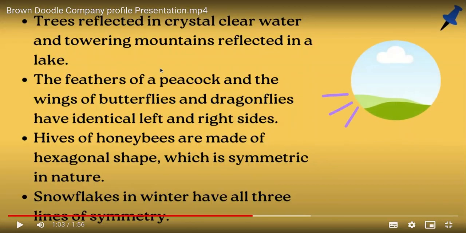Then I give some examples. Trees reflected in crystal clear water and towering mountains reflected in a lake. The feathers of a peacock and the wings of butterflies and dragonflies have identical left and right sides. Hives of honeybees are made of hexagonal shapes, which are symmetric in nature. Snowflakes in winter have three lines of symmetry.